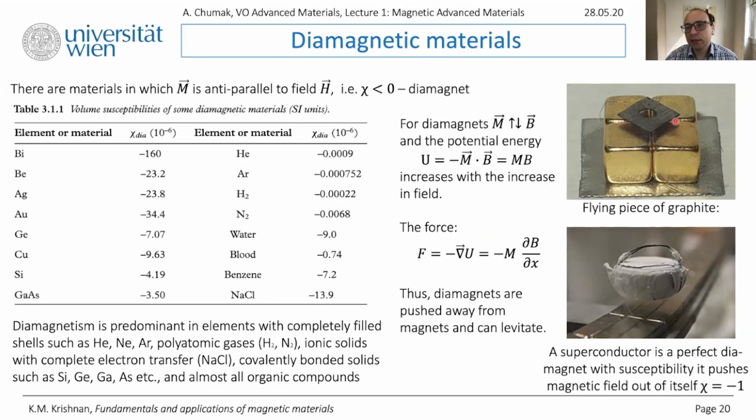And this experiment you can easily perform, or there are many experiments. You can find many nice YouTube videos about superconductors. If this is a superconductor, which is an ideal diamagnet, and these are just some permanent magnets, it will be levitating.